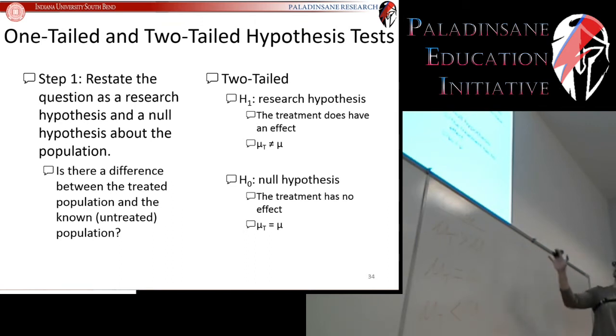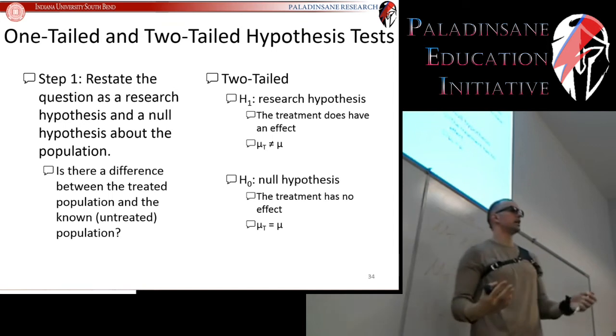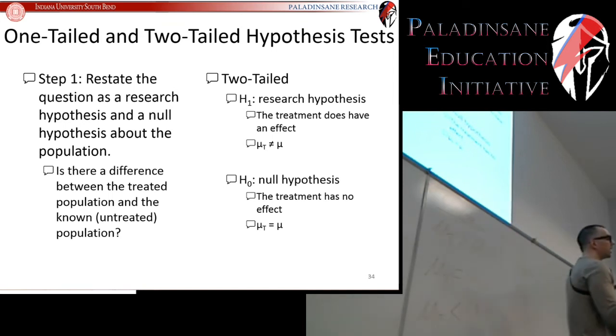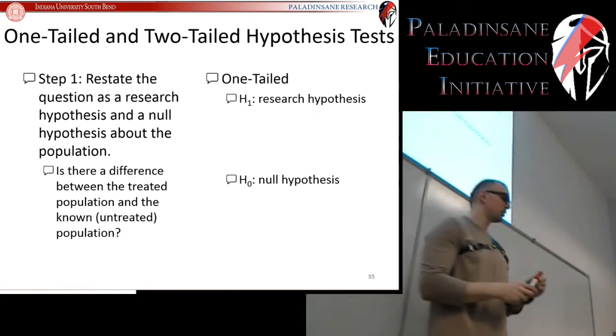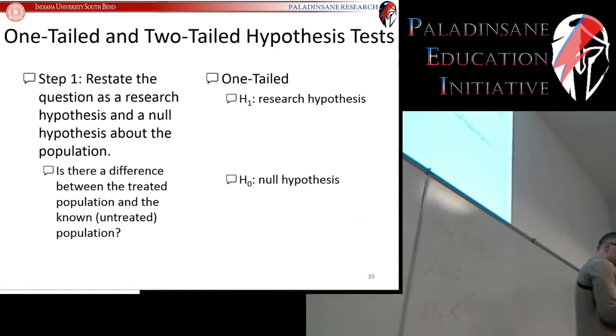So that was two-tailed. We've already seen those. This is the ones that we've been working with so far. So you have seen how to do a two-tailed test. You now know that's what we're doing. So the last thing we need, the last little piece, is we need to know what to do for a one-tailed test. Now, as it turns out, there are two versions of a one-tailed test.